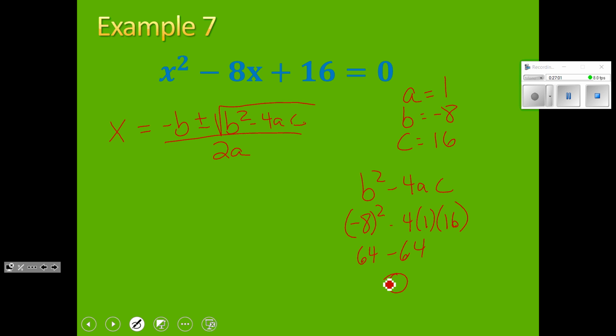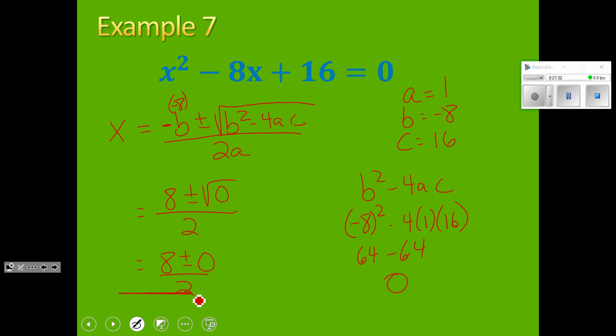So the opposite of b, because it's negative b, when I plug in, that's a double negative, that will be positive 8. So if b is negative 8, my opposite of b would be positive 8, plus or minus the square root of 0, all divided by 2. So what is the square root of 0? 0. So we can keep going with this. This is workable. I don't want you to think you can't do it. So 8 plus or minus 0 over 2.